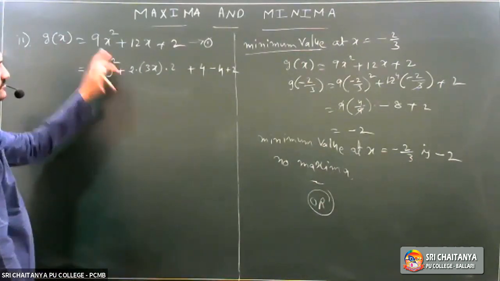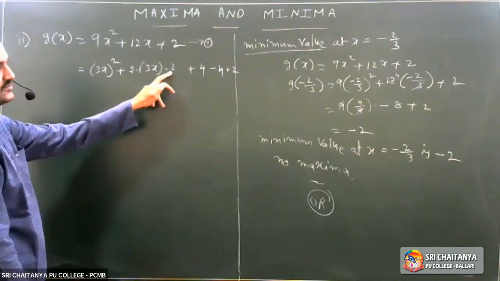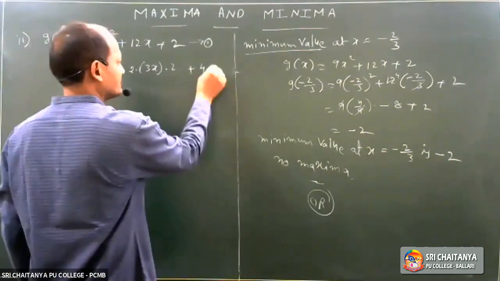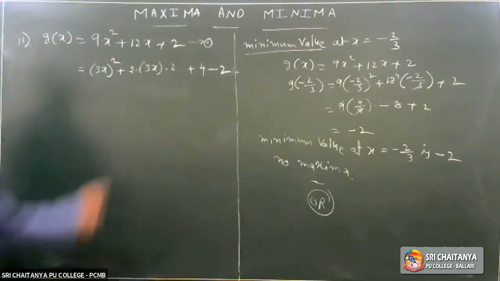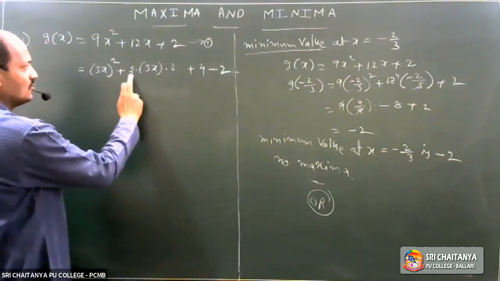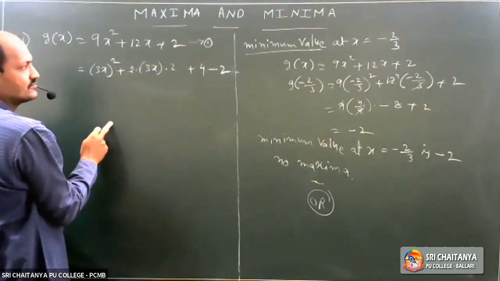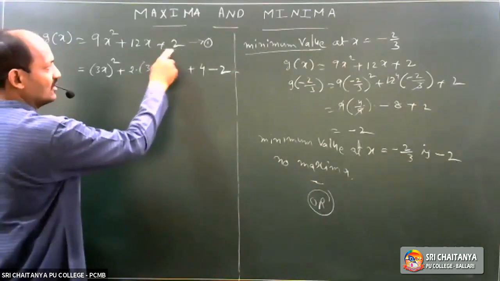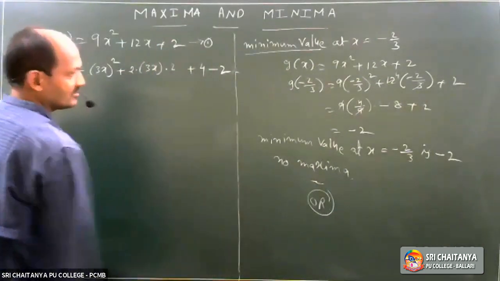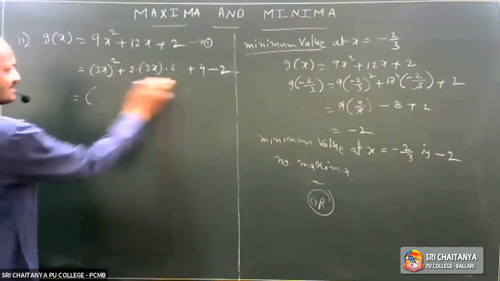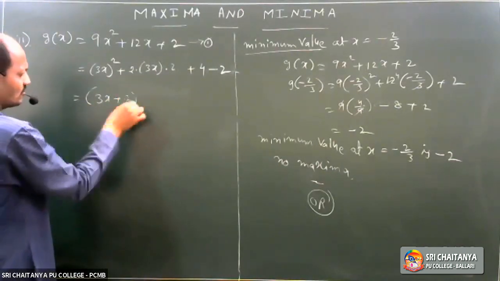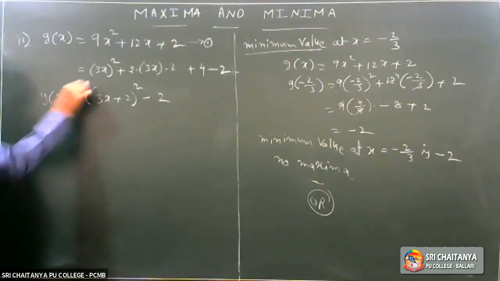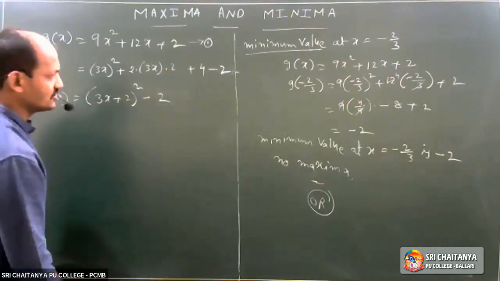3x whole square plus 2ab plus b square, that is the addition value, or directly consider minus 2. Both are the same. So it is 3x whole square, 2 into 3x into 2. Now plus b square value, that is 4. But here we are given only plus 2, so 4 minus 2, we get plus 2. Clearly it is 3x plus 2 whole square minus 2.